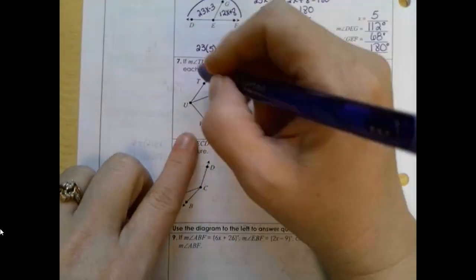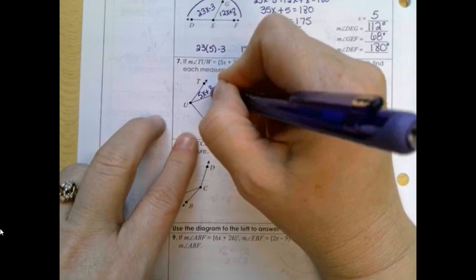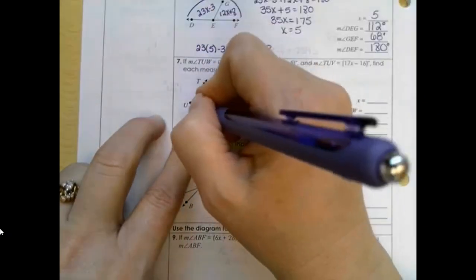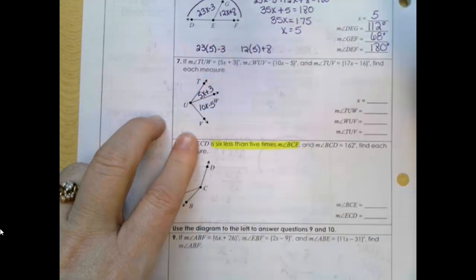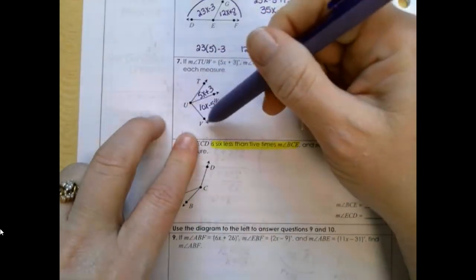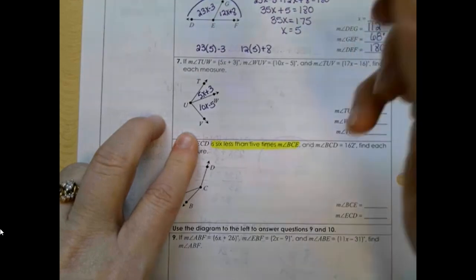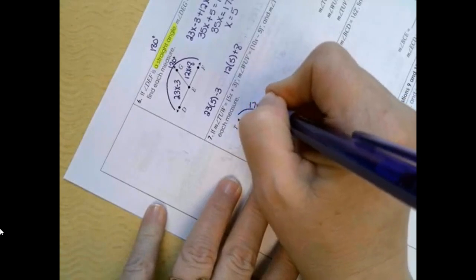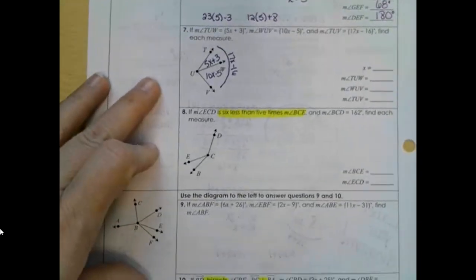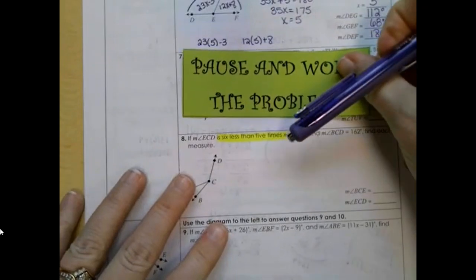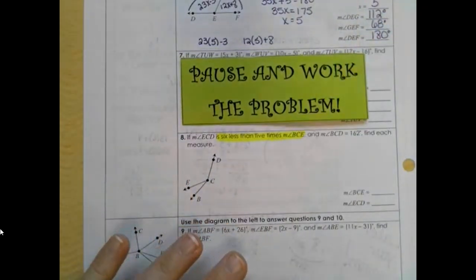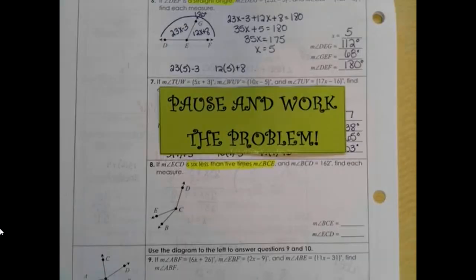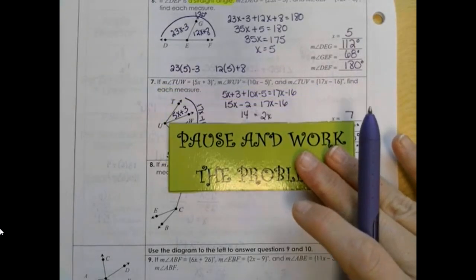TUW is 5x plus 3. WUV is 10x minus 5. And then angle TUV, which is the big angle, is 17x minus 16. And we're going to do that like this. 17x minus 16. All right, there's our setup. Once again, get a little bit of practice. Go ahead and work out that problem. Pause the video. Come back when you're finished. Okay, here we go. Check your answers.